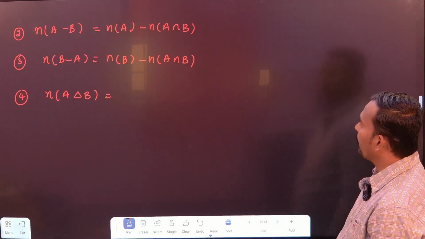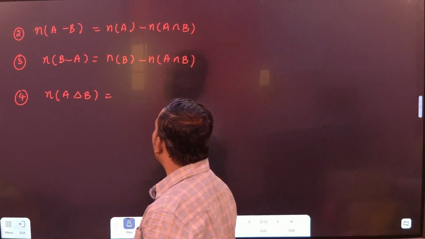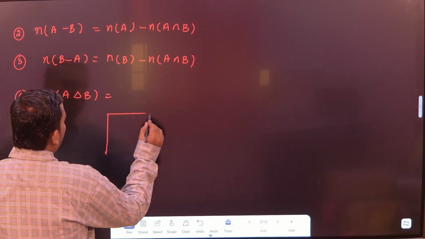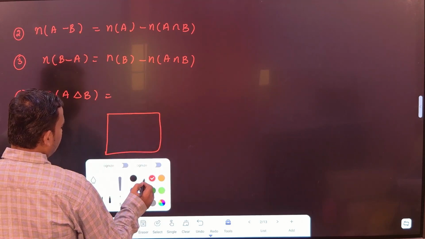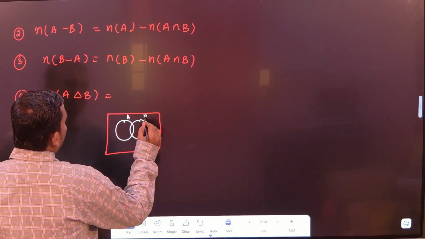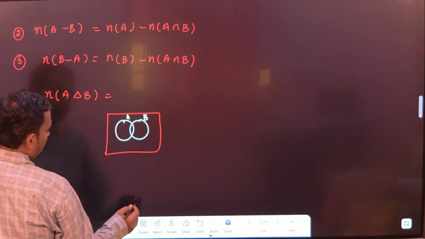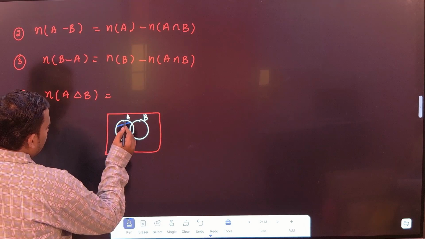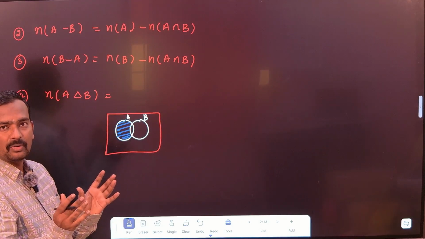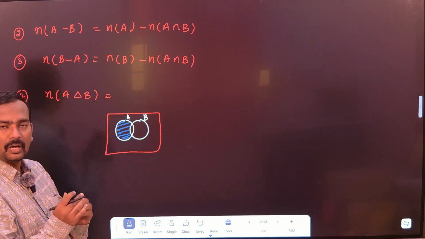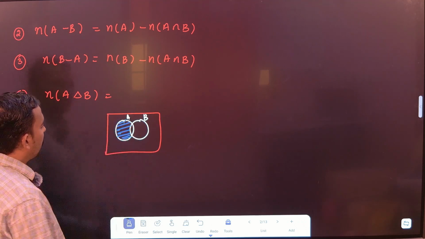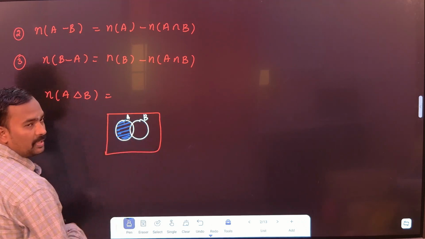Next, we'll discuss n of A minus B is equal to n of A minus n of A intersection B. So you can see, students, the first observation: this is your set A, this is your set B. So A minus B means what? That means A and B are there. Now you have to collect the common elements and remove them from A. That is A minus B. So A is the whole thing, and remove the A intersection B. That is A minus B.